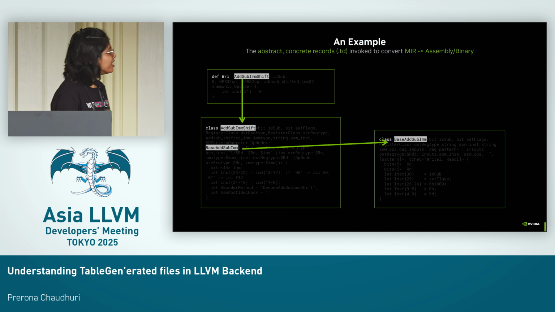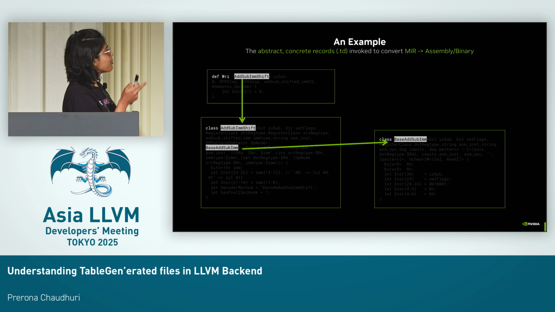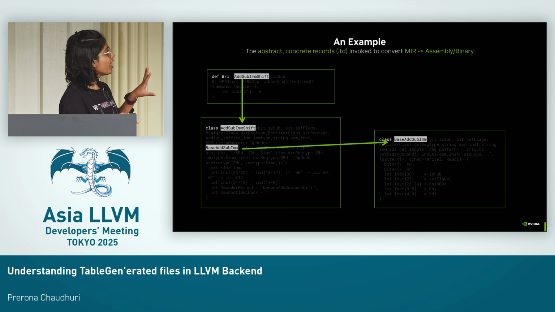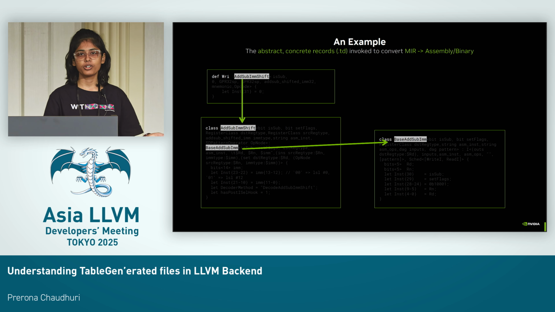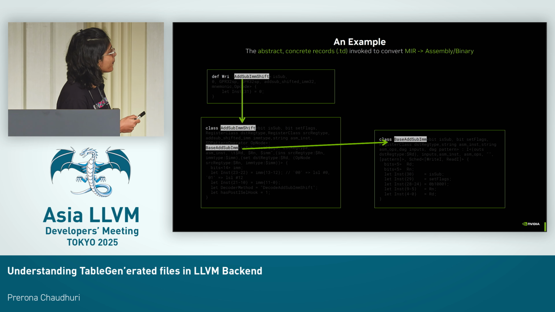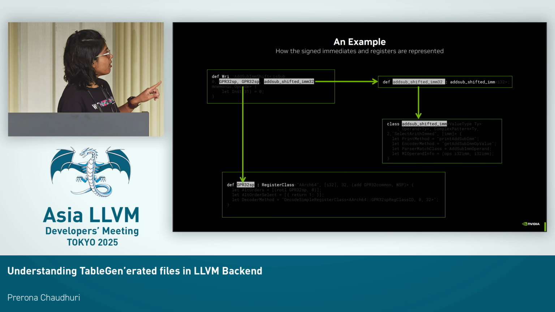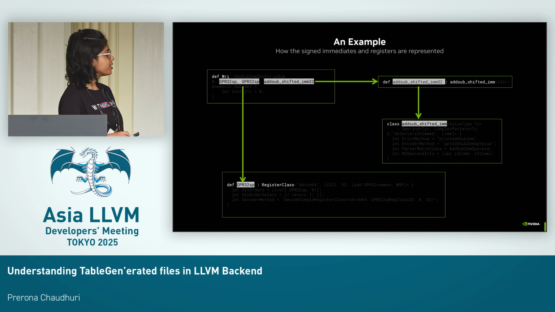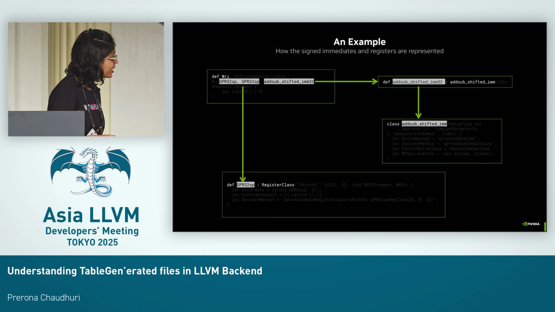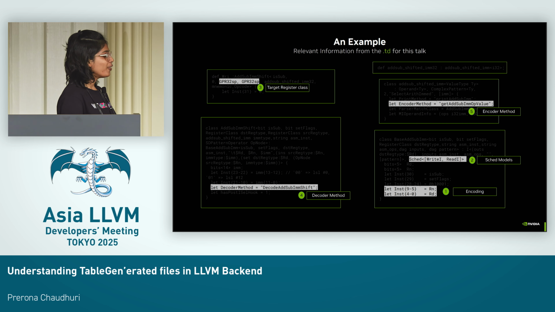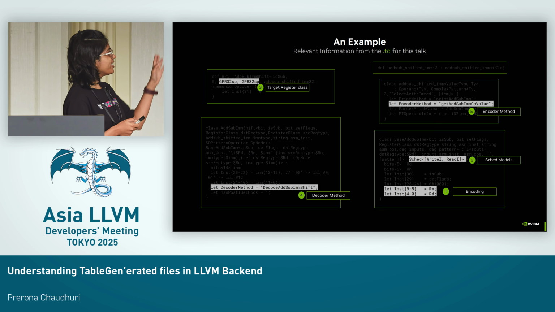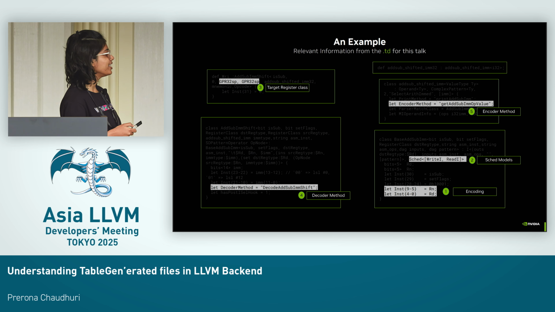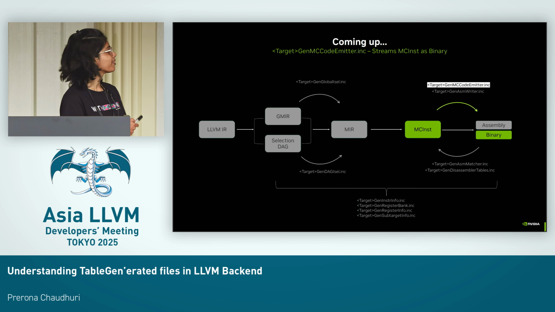These are the abstract and the concrete records that are invoked to convert your MIR to the binary. I'd also like to highlight the way the signed immediates and the registers are represented, and the combination of both together. This is the relevant information from the TD for the talk.